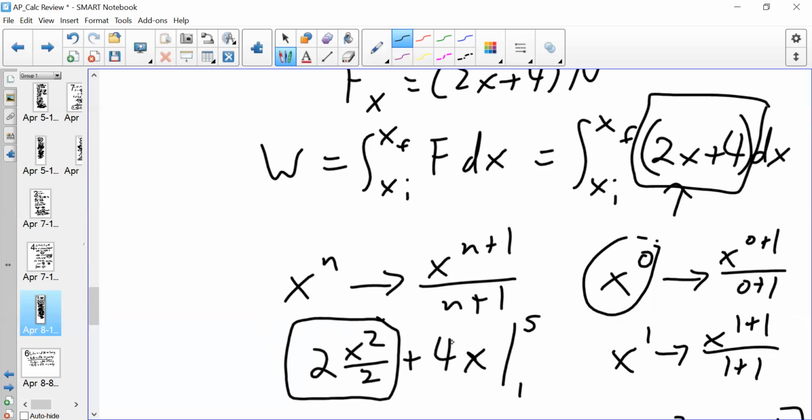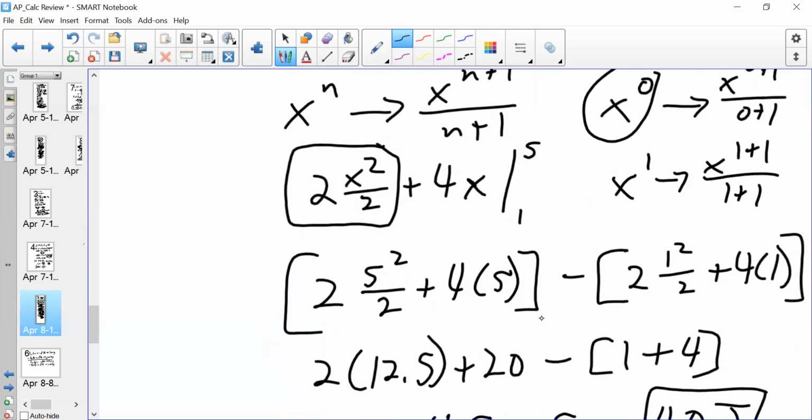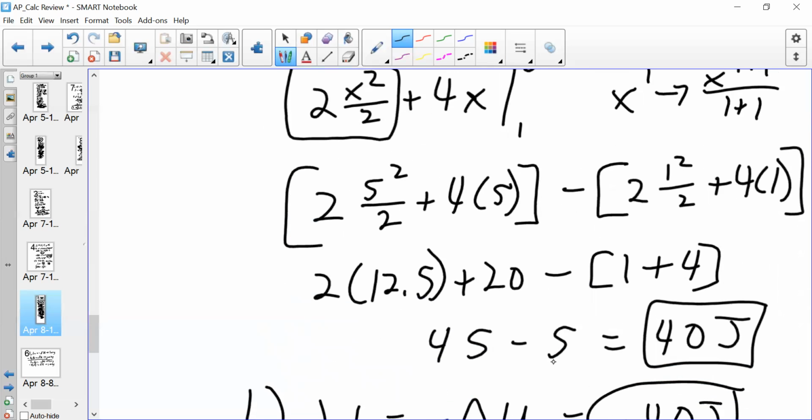And then we just take this function here and use the limits. So this will be our final position, and this is our initial position in this function. So wherever you see x, place a 5 for the final case, subtract the initial case of this function. So you would take this 1 and place it everywhere there's an x. And that's what I do here. So 2 times 5 squared over 2 plus 4 times 5, minus the same function, and we just place 1 everywhere there's an x. And it turns out that we get 40 joules of work for part A.